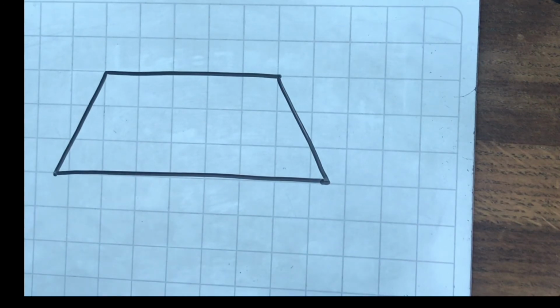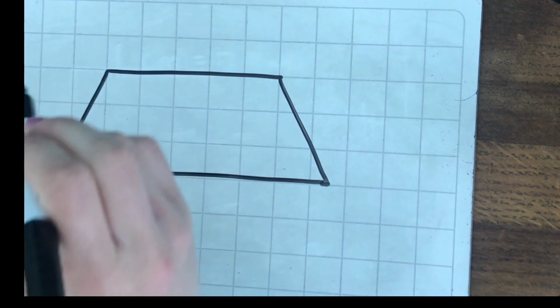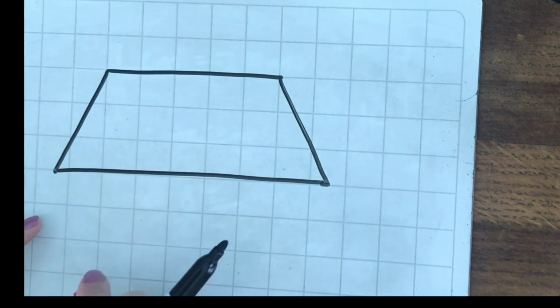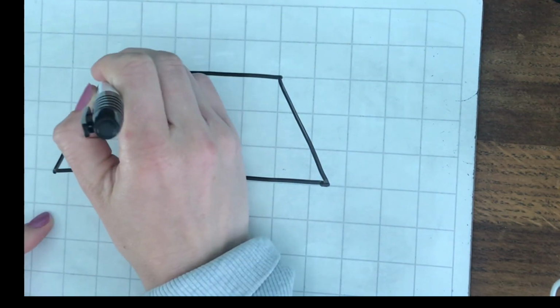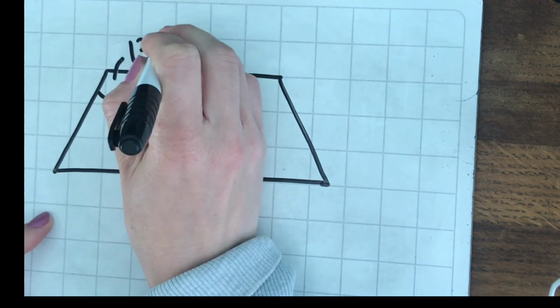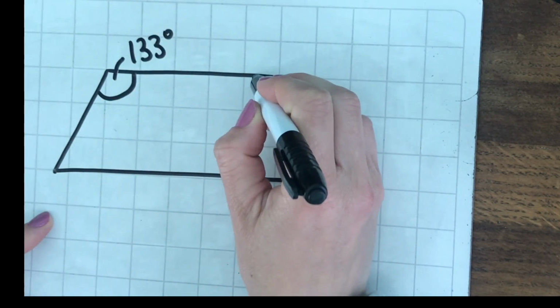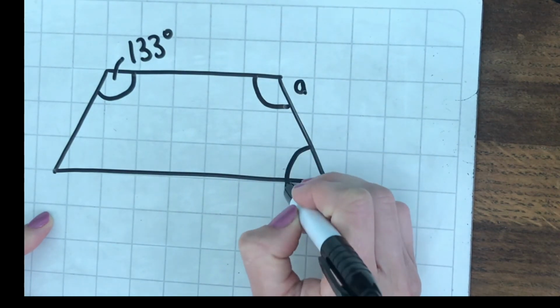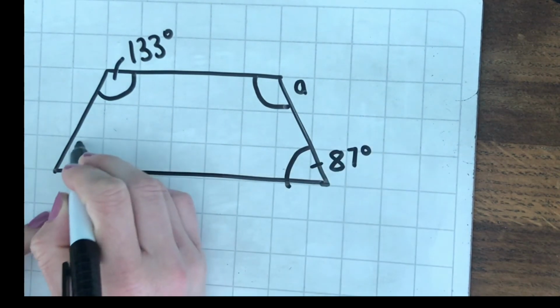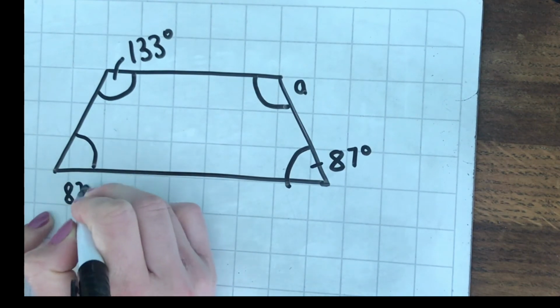Question number 19, you've got a quadrilateral, which is a 4-sided shape. It's got 4 angles. You've been given the measurement of 3 of those angles, and you need to work out the size of angle A. I'm just going to write them on. The shape isn't actually drawn to the size of the angles, so I'm just going to pop them in. So 133, we'll call this one angle A. For this one we'll use 87, and for this one we'll use the 82 degrees.